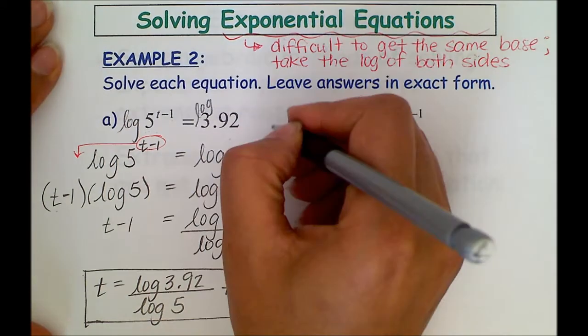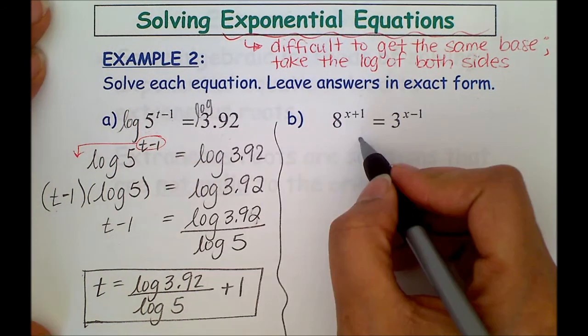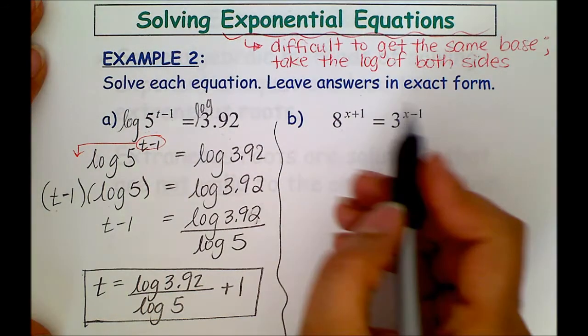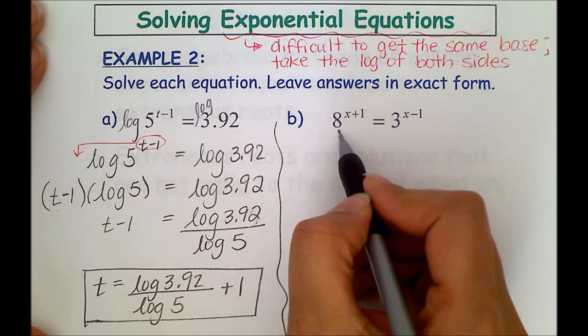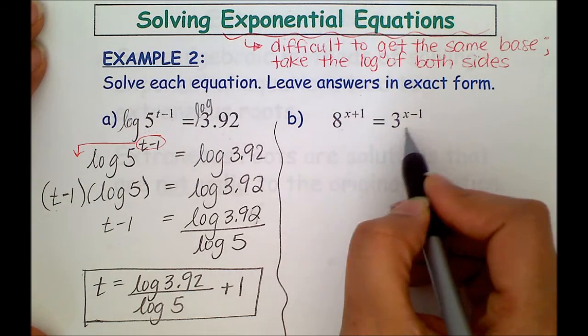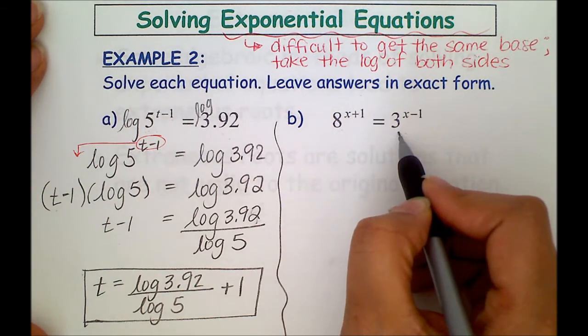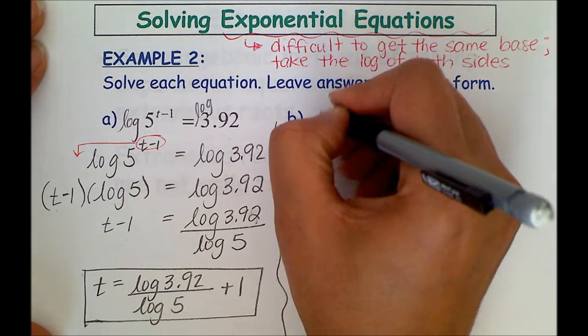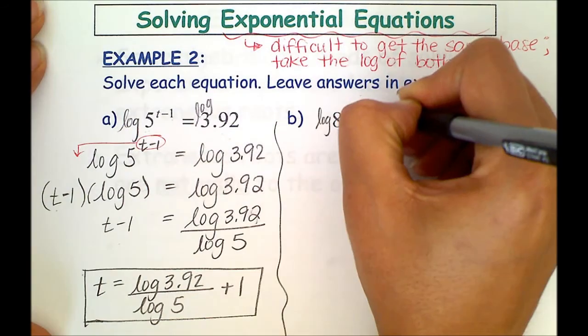Okay, let's take a look at the second example. It's the same kind of idea. I have a single power here and a single power here. And you'll notice that there's no way for me to write 8 as a power with a base of 3. And same thing here, I can't write 3 as a power with a base of 8. So because I can't get the bases the same, instead what I'll do is take the logarithm of both sides. So take the log of the left side, take the log of the right side.